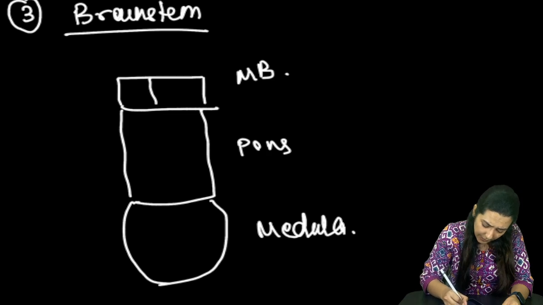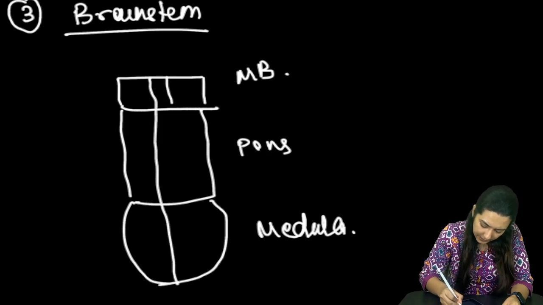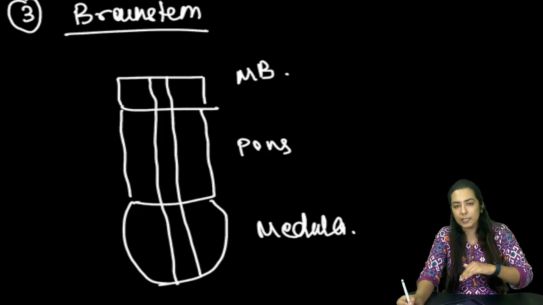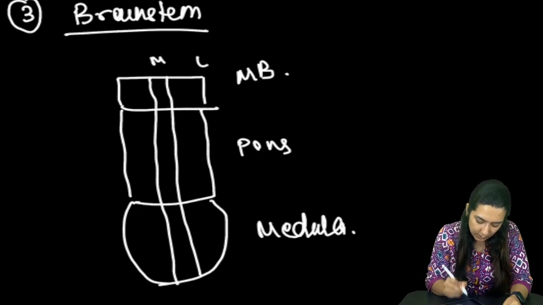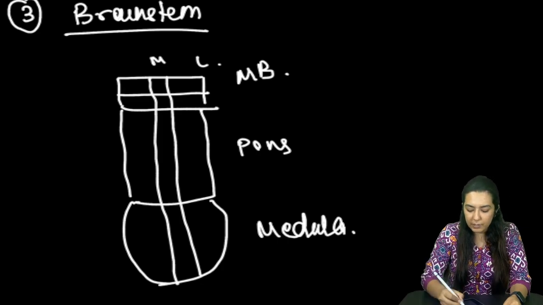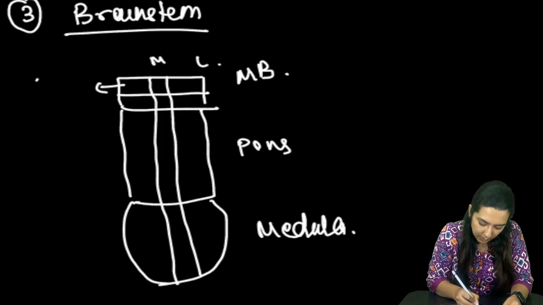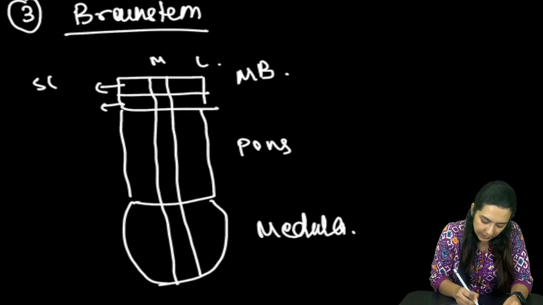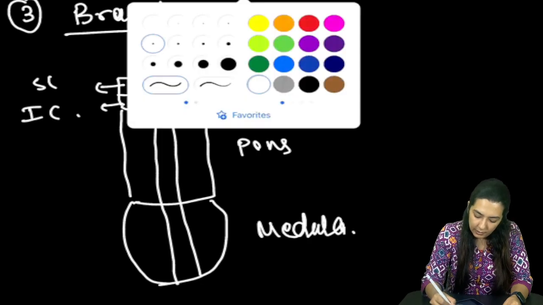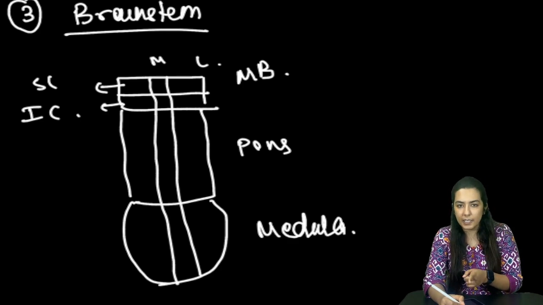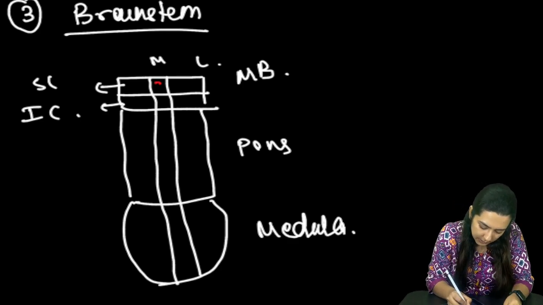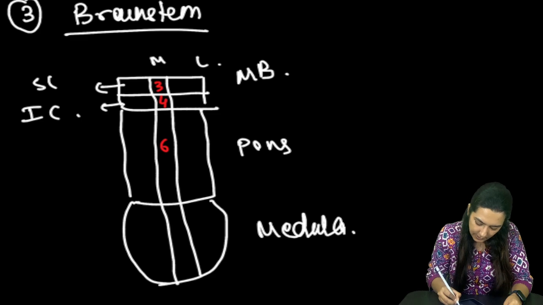Okay, if you divide this into medial and lateral parts, all three are divided into a medial part and a lateral part. So this is your medial, this is your lateral part. Midbrain will divide into two parts: superior colliculus level and inferior colliculus level. Now just remember there are four midline cranial nerve nuclei: 3, 4, 6 and 12.